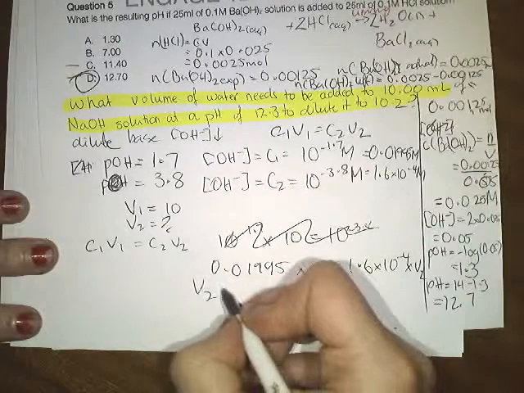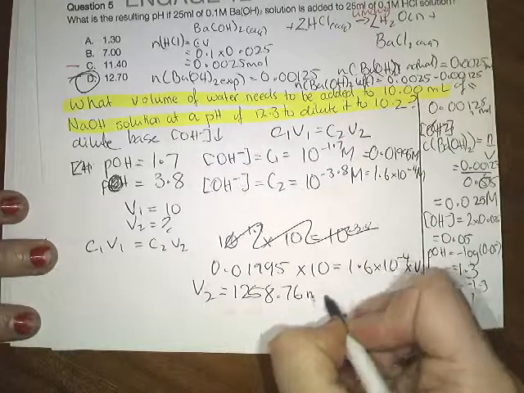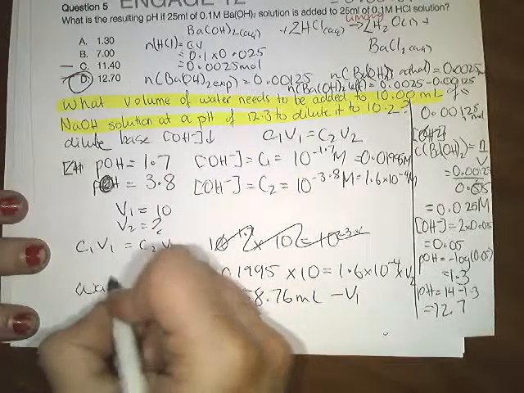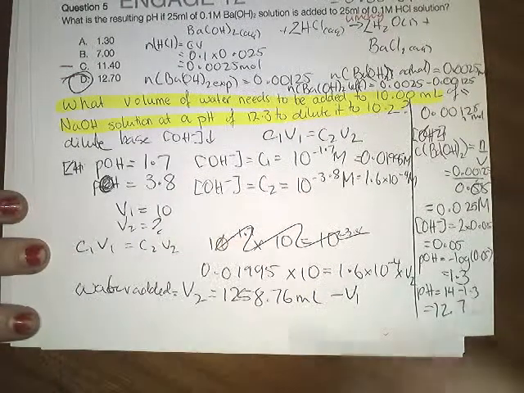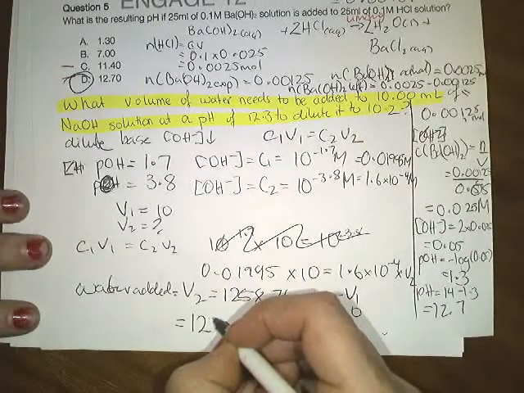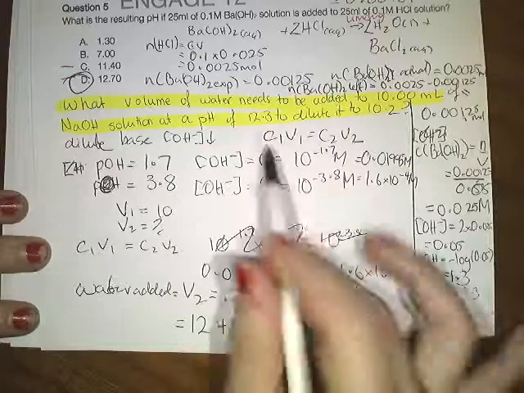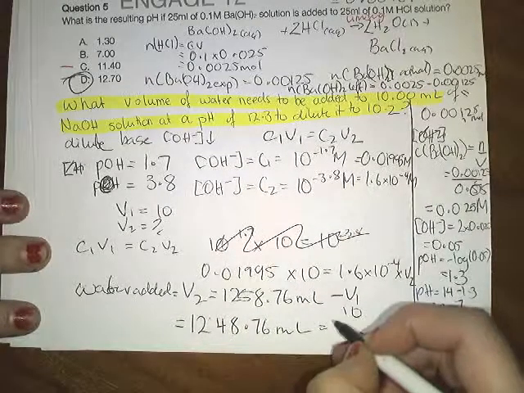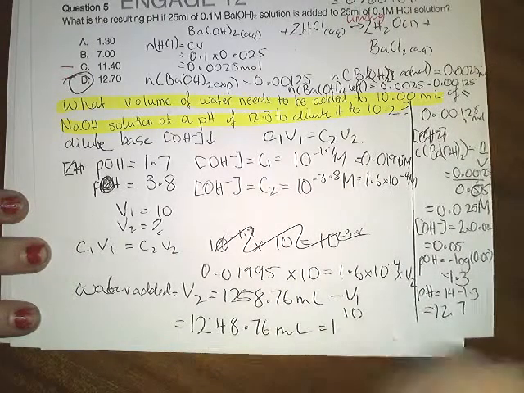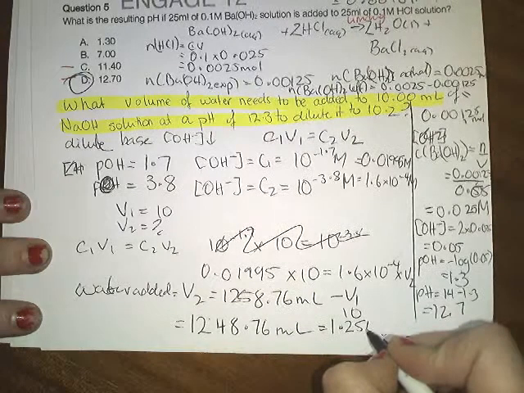So V2 equals 1258.76 milliliters. That's not the volume of water added. We need to minus V1, the initial volume, which is 10, so water added equals 1248.76. And we need to put it to 3 significant figures, or you could turn it into liters, which equals 1.25 liters.